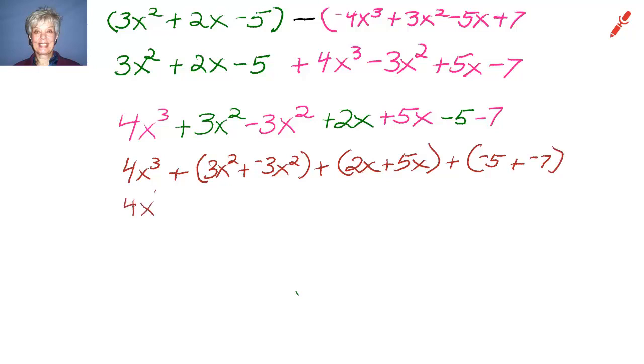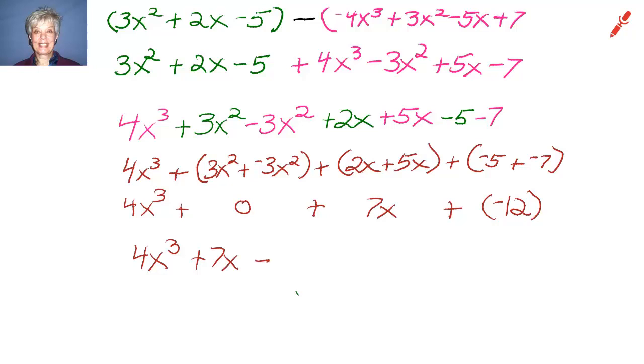And thus our answer is going to be 4x cubed plus 0x squared plus 7x plus negative 12. That is 4x cubed plus 7x minus 12 is our answer.